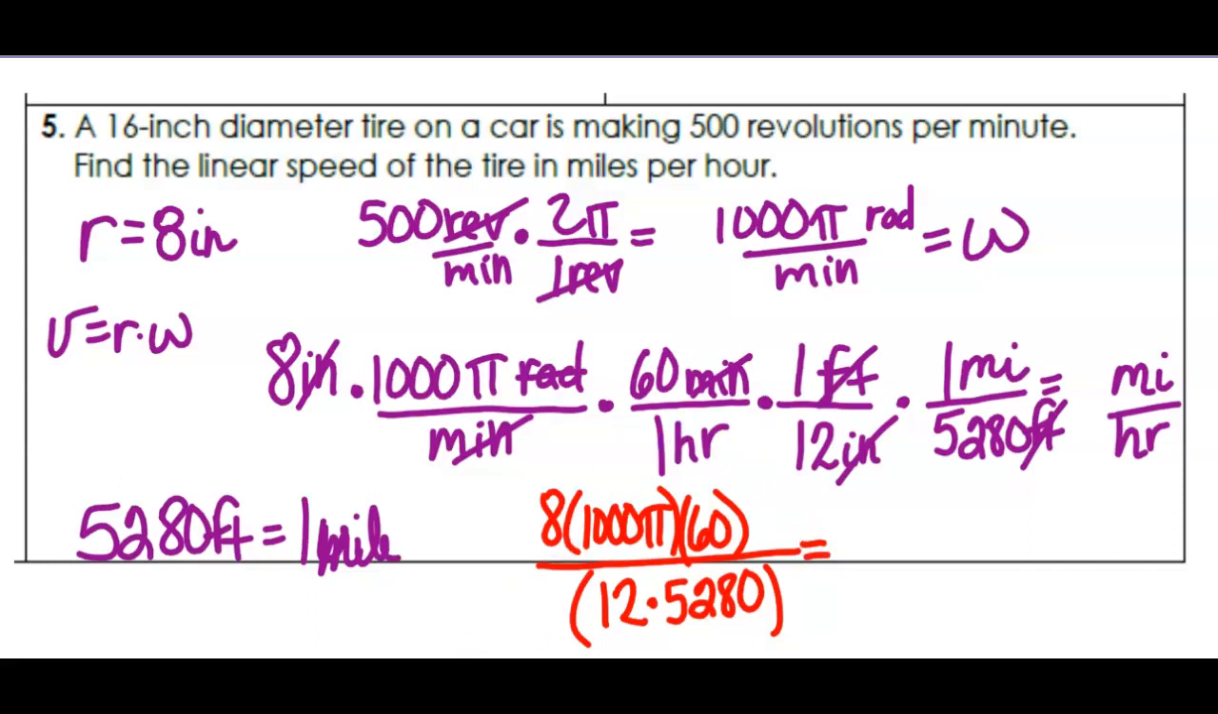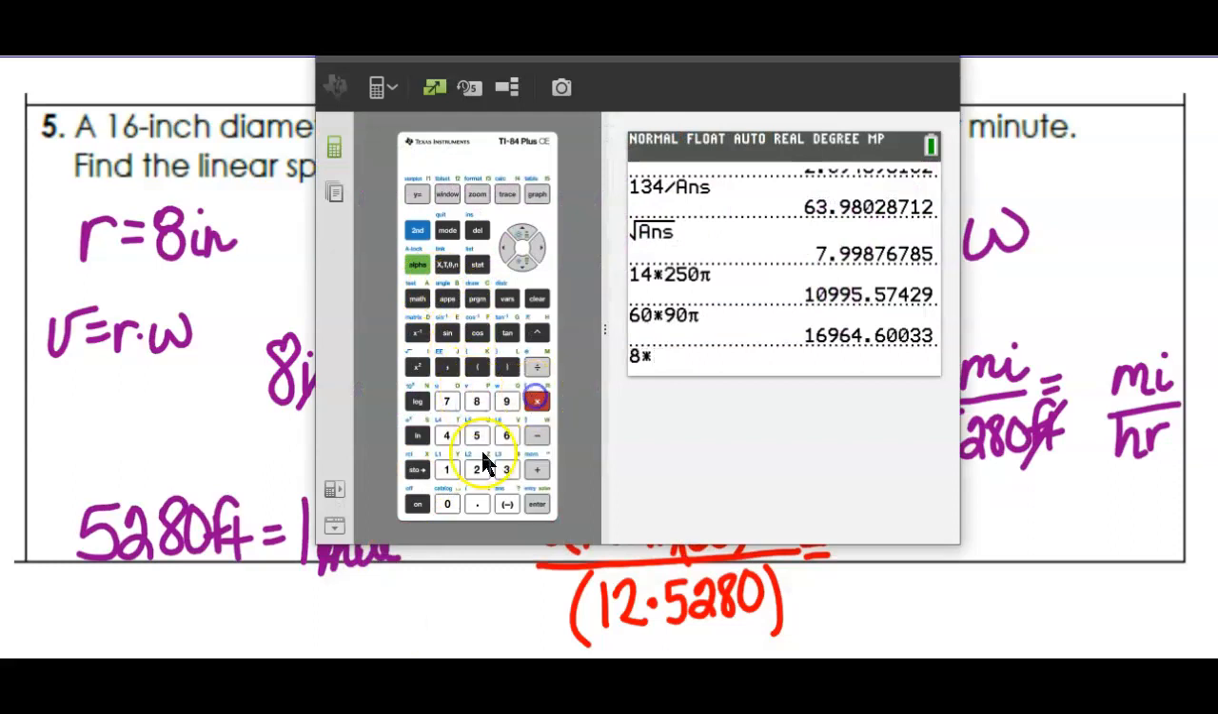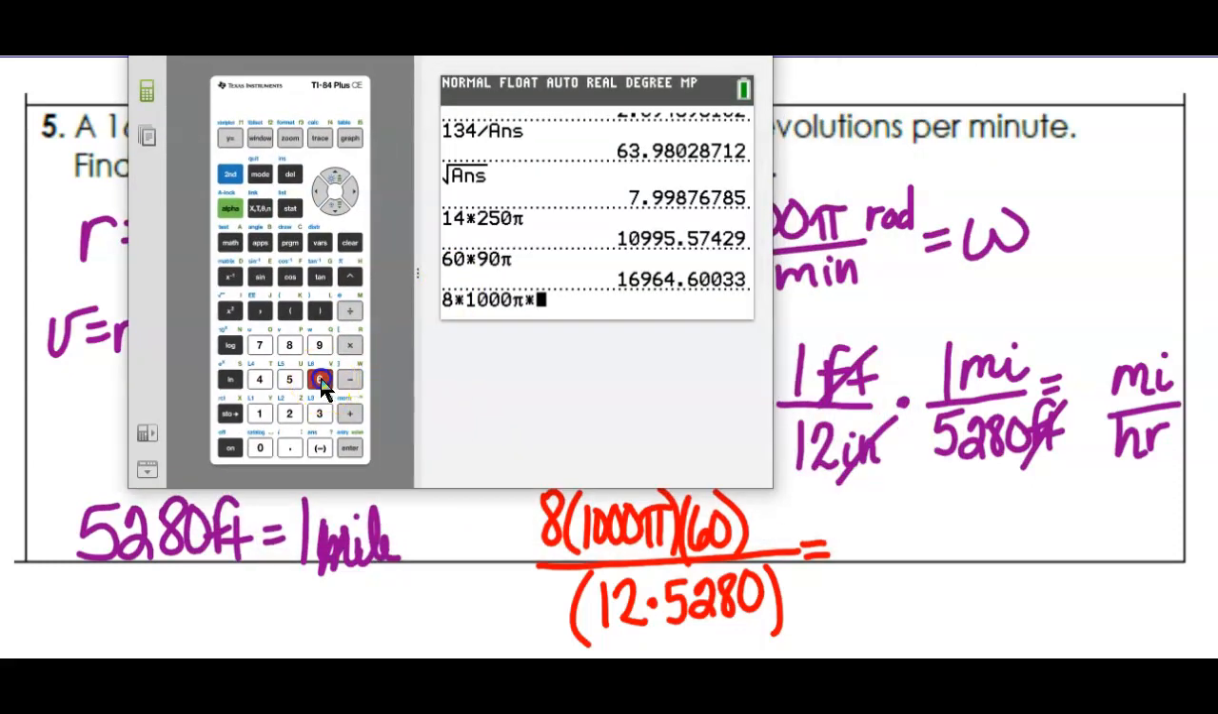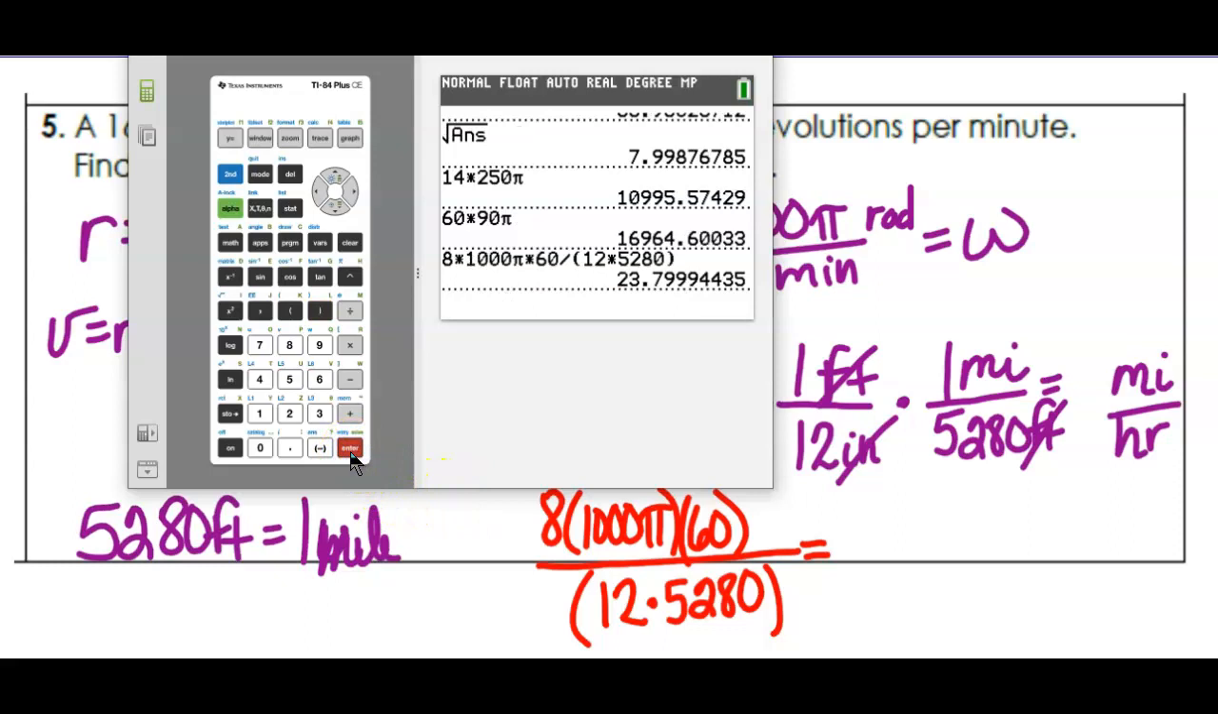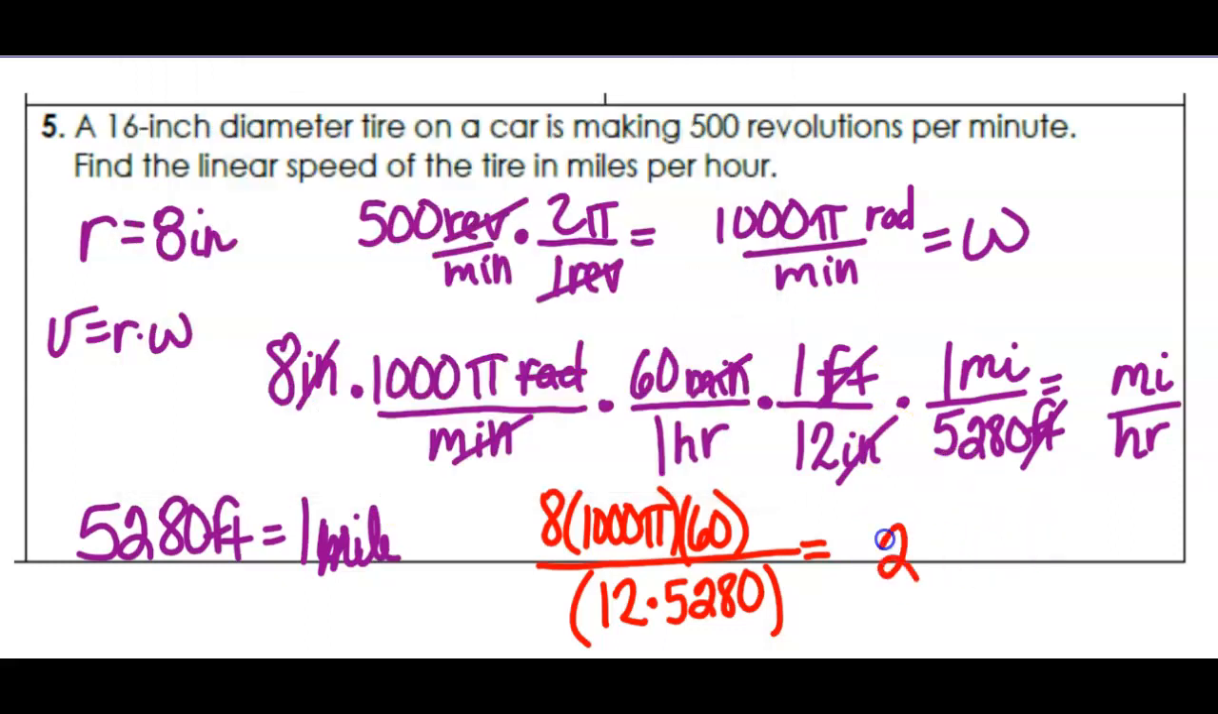So I'm just going to type all the way across the top. 8 times 1,000 pi, I'm not going to bother with parentheses up here, times 60. And then the two things in the denominator, I'm going to divide by the quantity, parentheses here, both the 12 and the 5280 are in the denominator. So I multiplied those together. You could multiply them ahead of time. I'm just trying to save myself typing and writing things down. So I got 23.8 miles per hour.